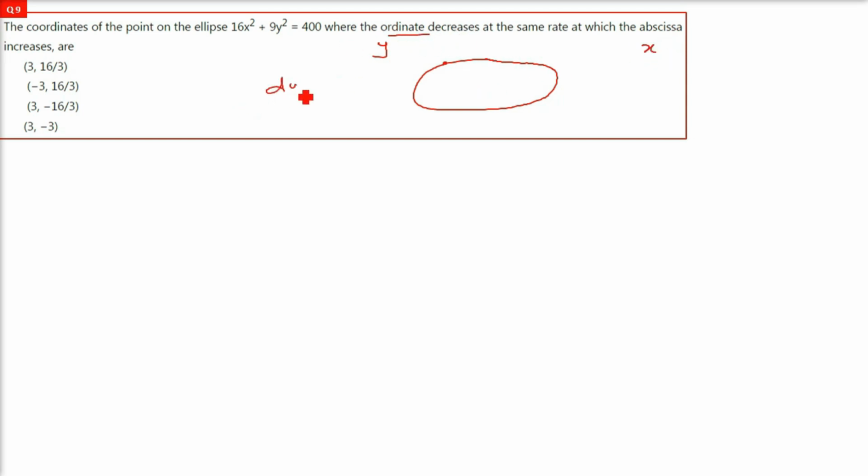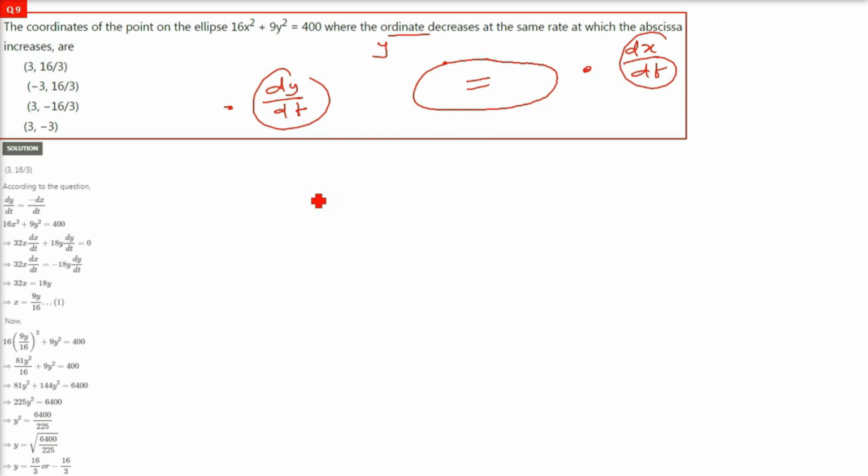So dy by dt and dx by dt are related in an inverse manner. That is, if one increases, the other decreases. So what do we do? dy by dt is equal to negative dx by dt, or dx by dt is equal to negative dy by dt. That is what the question is asking and saying. Alright. So this is the one condition we are going to employ in the further solution. So dx by dt, they are equal, but equal in the negative sense. So you can put negative on the left also, negative on the right also.